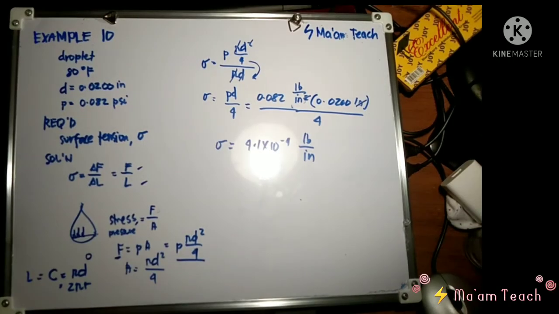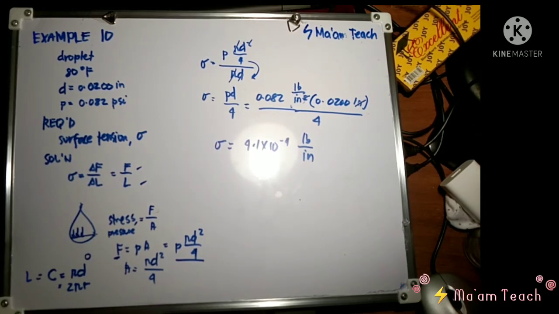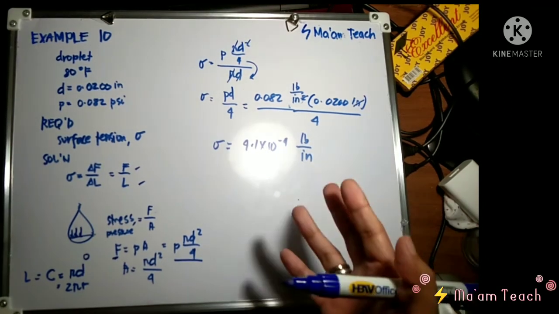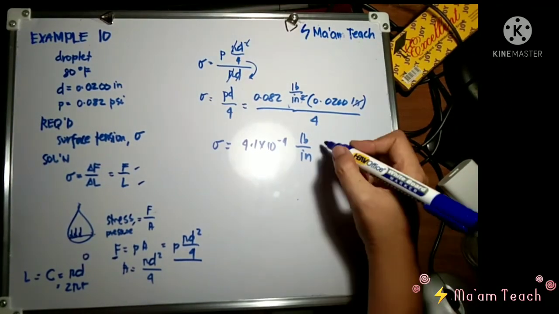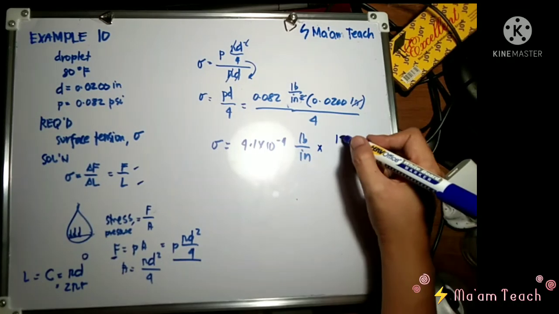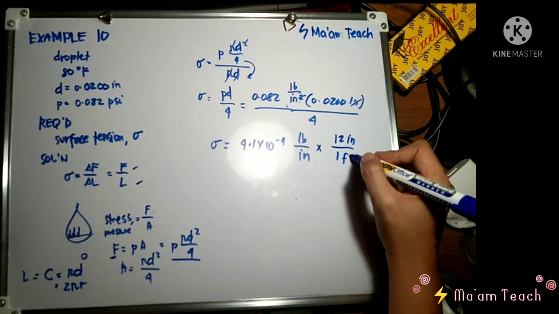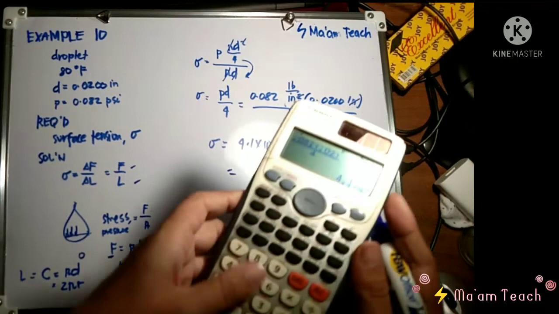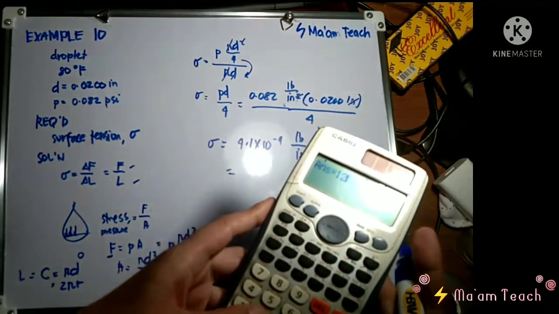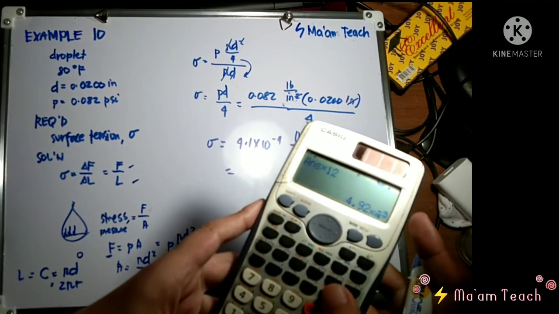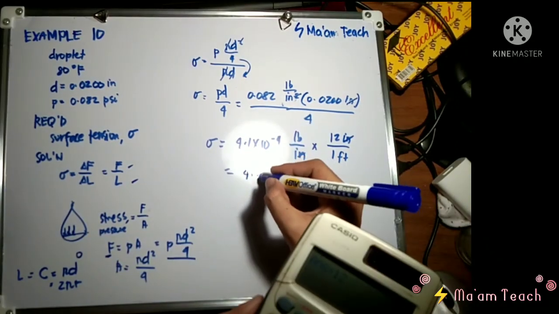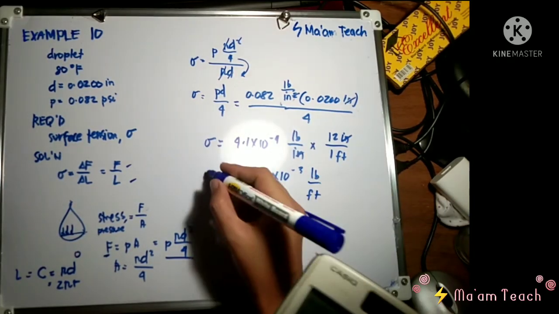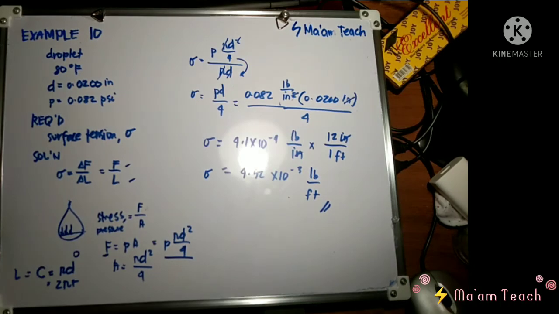By the way, I forgot, our standard unit for length is foot. So, instead of pound per inch, we have to convert it to pound per foot. So, we should convert inch to foot. 12 inches in 1 foot. Therefore, we have to multiply this answer times 12. We get 4.92 times 10 to the negative 3, and the unit is pound per foot. And that is our surface tension there.